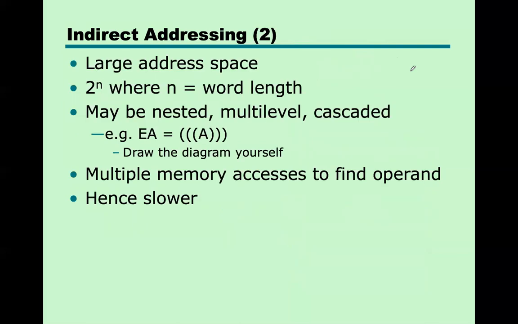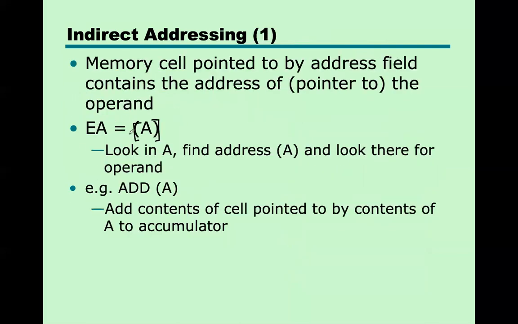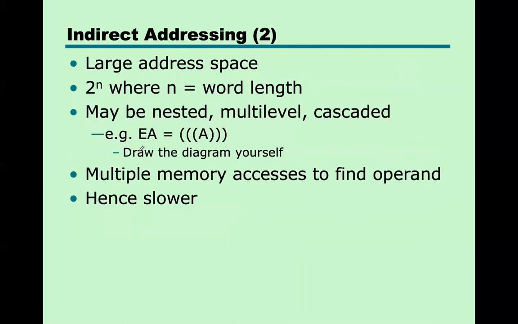So here EA is equal to the content. In brackets, it is showing the address. This is called the indirect address. It is used for pointers and nested loops. If you are using it, multiple memory accesses are required to find the operand. So that's why it is a slower operation. Direct address access is the fast access, and indirect address access is a slower one. So this is about the third addressing mode.